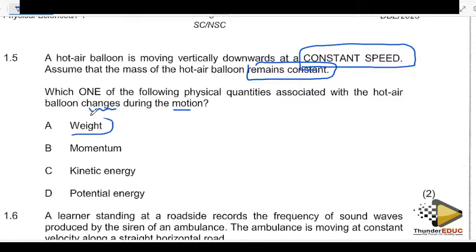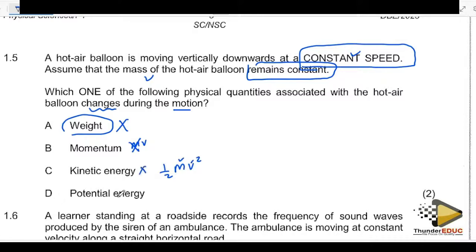So is it the weight? They told us the mass must stay the same, so weight cannot. Is it the momentum? Momentum, remember, is mass times velocity. So if the mass is the same and the velocity is the same, this must also be the same. So momentum is out. Is it kinetic energy? We know that kinetic energy is half mv squared. So if mass and the velocity are the same, kinetic energy is also the same.